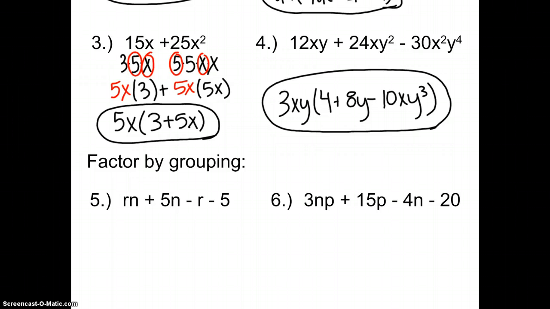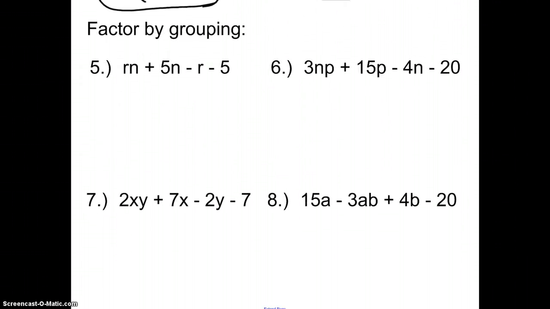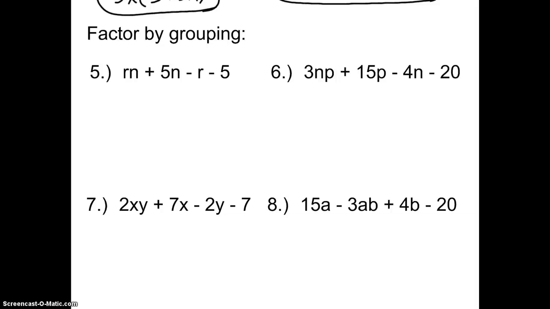And now we're going to take the next step, factoring by grouping. When we're grouping these, we have 4 different terms. We're going to group them in twos, the first two terms and the second two terms. So we see what we can factor from the first term. We can factor out an n, and we're left with an r plus 5.